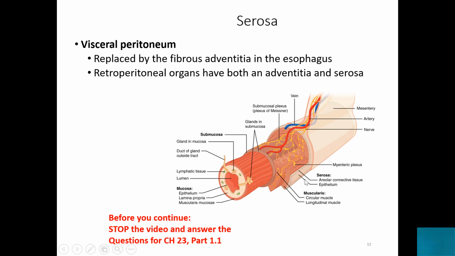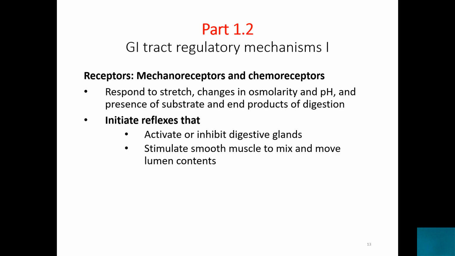Before you continue, please stop the video and answer the questions for Chapter 23, Part 1.1. Part 1.2, and we are starting from gastrointestinal tract regulatory mechanisms.